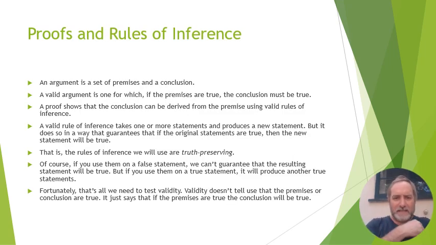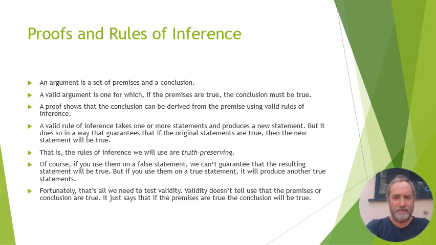So again, an argument is a set of premises and a conclusion, right? And remember our definition of validity: a valid argument is one where if the premises are true, the conclusion must be true, right? So what a proof does is prove that. It proves that the conclusion can be derived from the premises using only valid rules of inference. So we'll see a small set of inferences you can make that are guaranteed to be valid, right? If you can get to the conclusion from the premises using only this special set of rules, then you can be sure that the argument is valid.